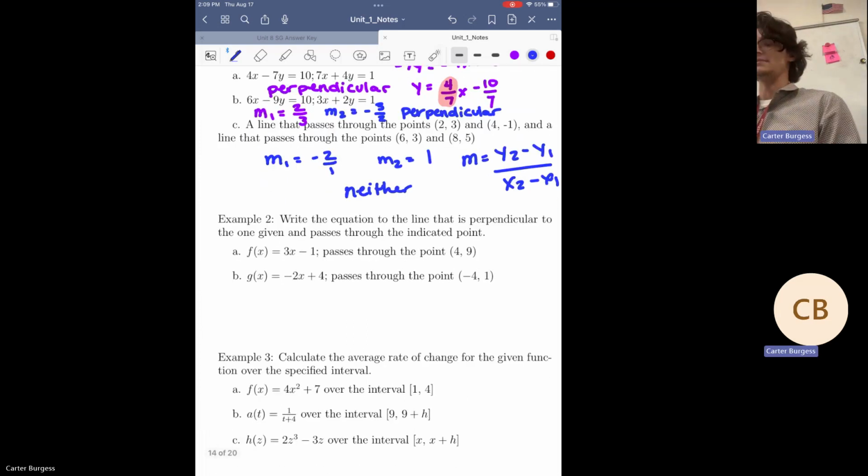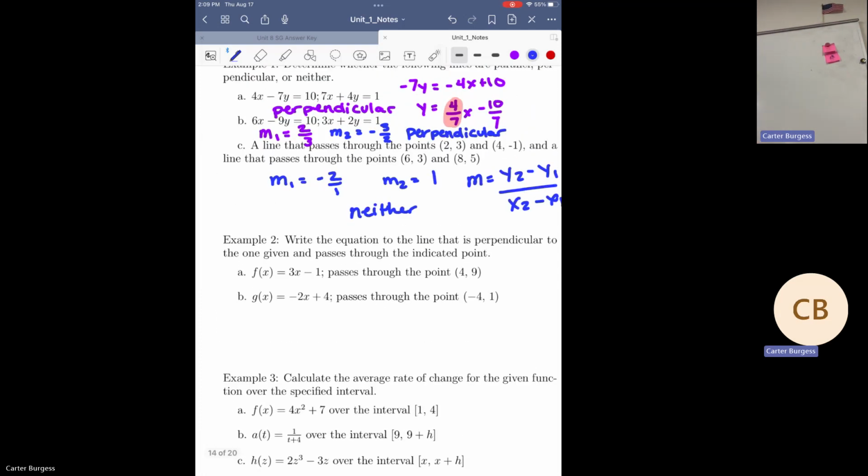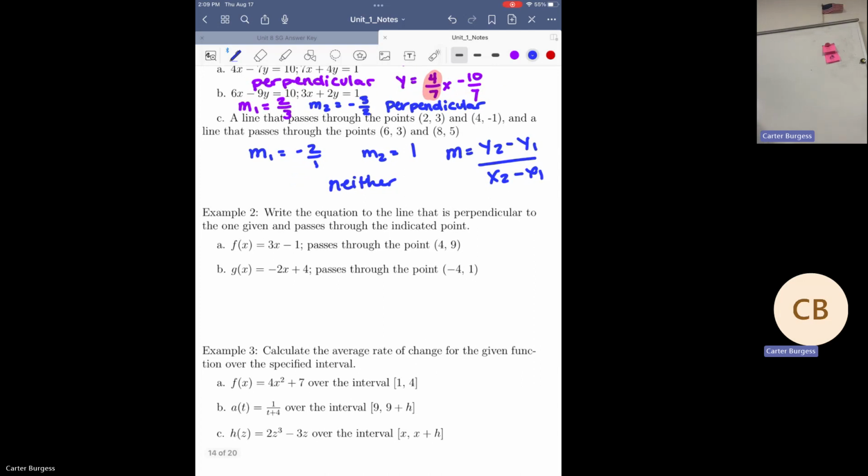All right, taking a look at example 2 here. We're being asked to write an equation for a line that is perpendicular to the line that we are given, that passes through a particular point. Now, this might feel a little bit complicated, especially if we were to try to get this into that y equals mx plus b form. That could certainly be very annoying, but we don't need to do that. All we need is a point and a slope, and we can then just write this in point-slope form and be done.